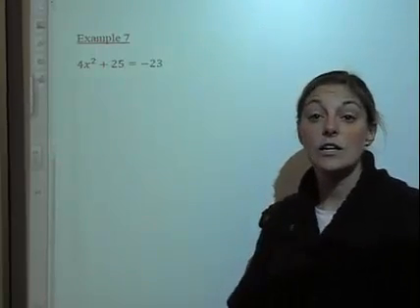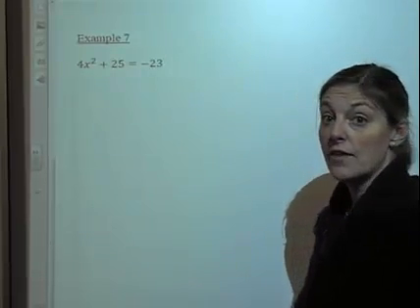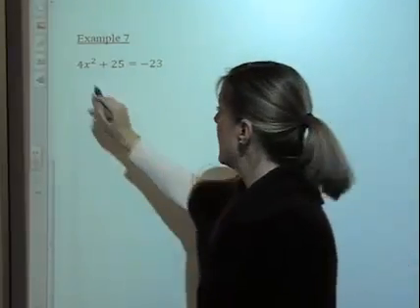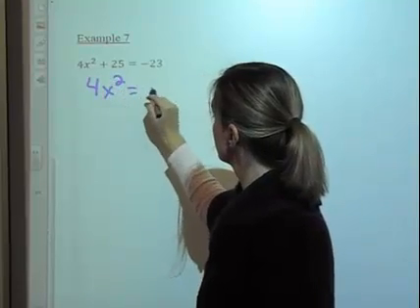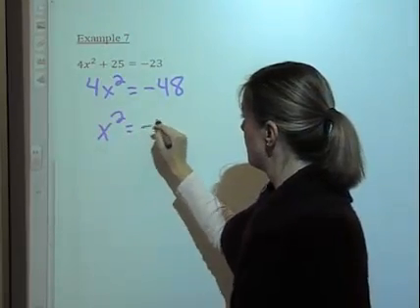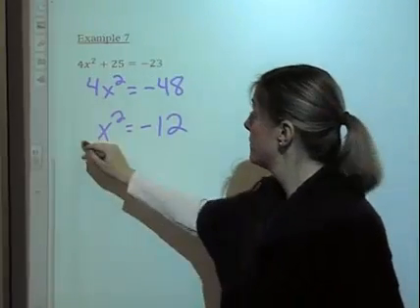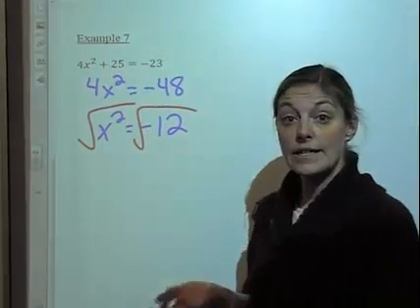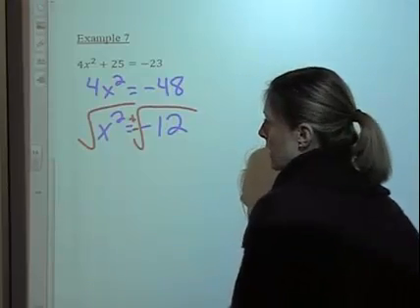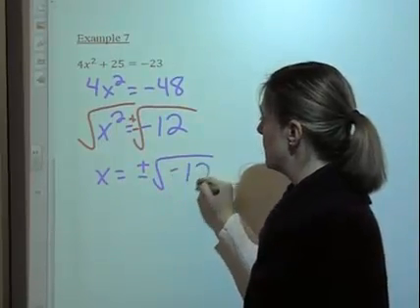All right, and now let's take a look at example number 7. We have an equation here that's 4x squared plus 25 equals negative 23. So we're just going to solve for x here. We're going to subtract 25 from both sides, and then we're going to divide both sides by 4. Now we have x squared, so we need to take the square root. Now remember, anytime you take the square root, you need that plus or minus. So we have x equals plus or minus the square root of negative 12.